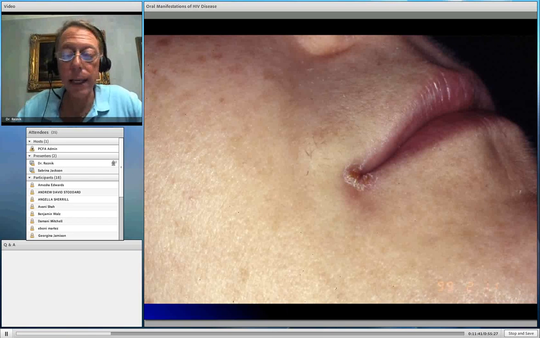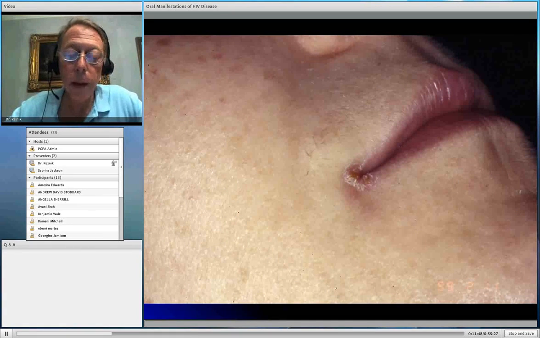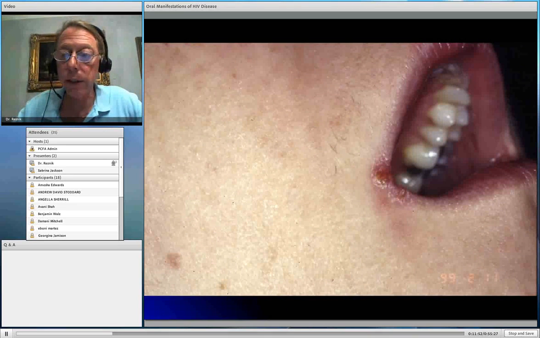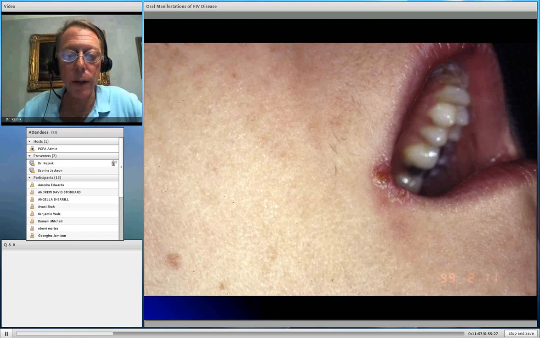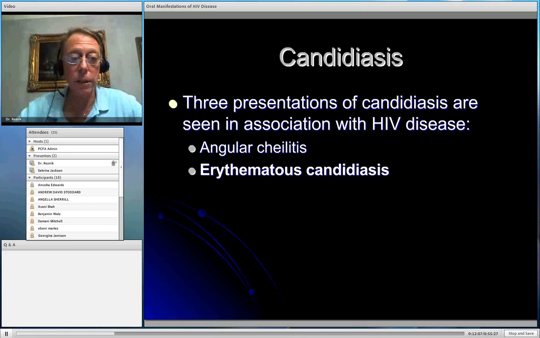Treating this is using a topical antifungal cream or ointment. I would actually recommend using a ketoconazole 2% cream applied directly to the lesion 4 times a day, and we'll discuss for how long in a moment. So this is angular cheilitis. Again, we see it in older people, we see it in people with HIV, oncology patients, we see it in the general population. We just see it more in people who do have HIV disease.